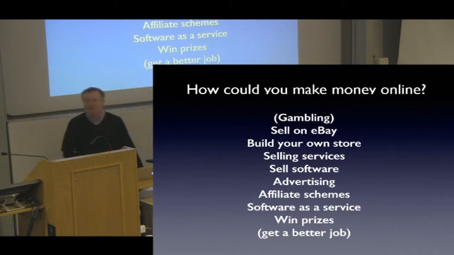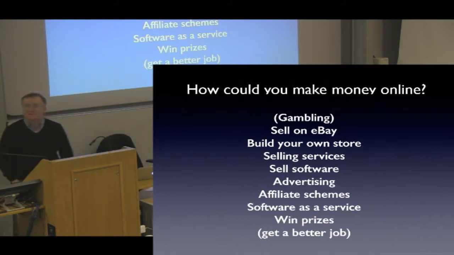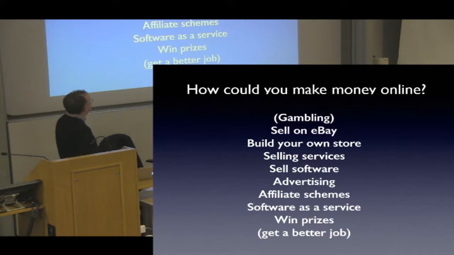And in order to sell that audience, you're going to have an audience. If you don't have any audience, you can't sell any advertising. But that's certainly a possibility. Affiliate schemes, we'll talk about those. And software as a service. Operating software as a service where you provide some functionality and you charge people for that functionality.